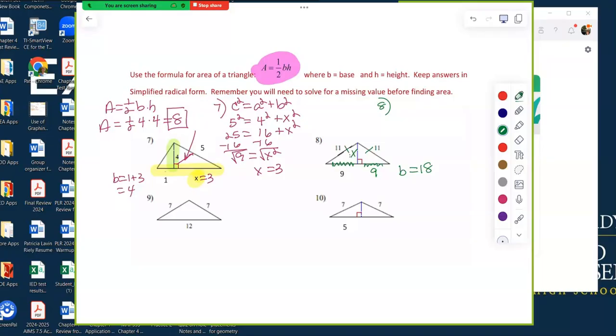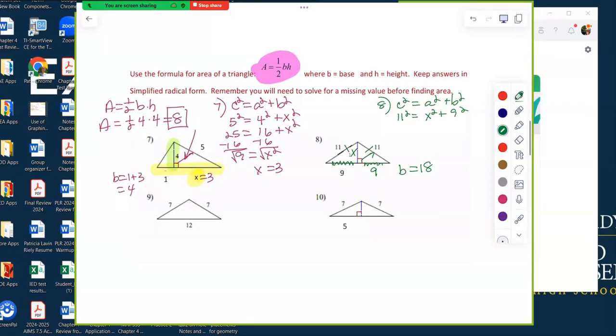11, right here, is my hypotenuse. So C squared equals A squared plus B squared. C squared is 11 squared equals A squared, let's make that X this time, plus 9 squared. Okay, 11 squared is 121.